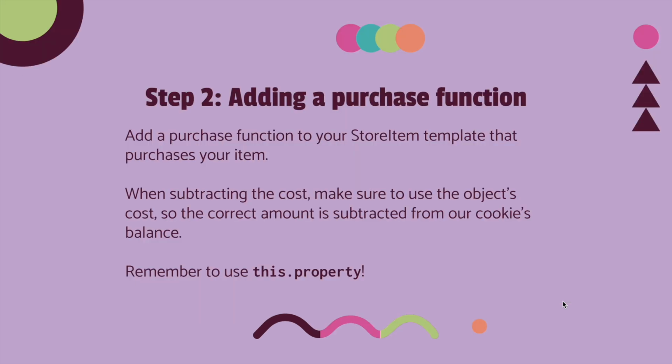Now I want you to add a purchase function to your store item template that purchases your item. When subtracting the cost, make sure to use the object's cost so the correct amount is subtracted from our cookies balance. Also, make sure that if it's being purchased, they do have enough cookies to purchase it. Remember to use this dot property. So quickly pause the video, complete this step, and resume the video when you are done.